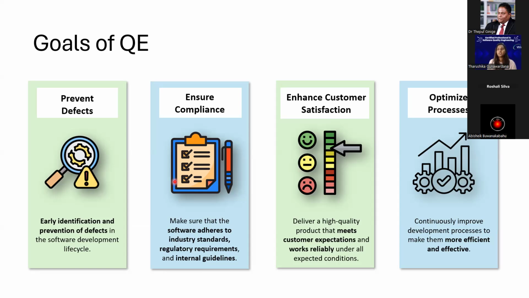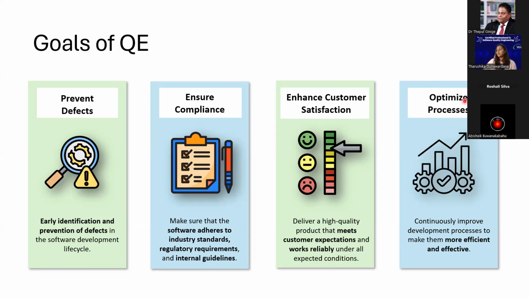So one of the goals of QE is to check whether the development follows the rules and regulations that it needs to follow. And as we have already discussed, enhance customer satisfaction. That is one of the main goals of QA. Deliver a high quality product that meets customer expectations and works reliably under all expected conditions. Whatever requirements the customer needs, we need to give it with our product. To test whether it is working properly or not, we are doing quality engineering. So that is one of the goals.